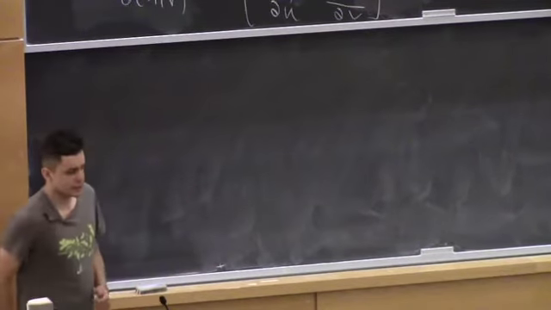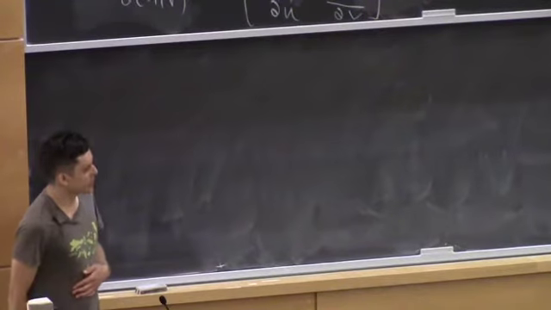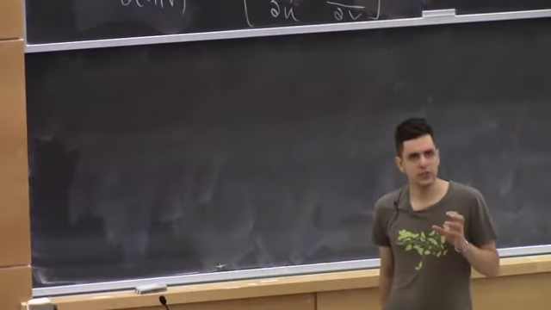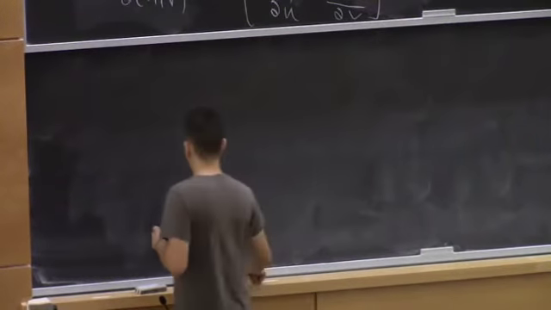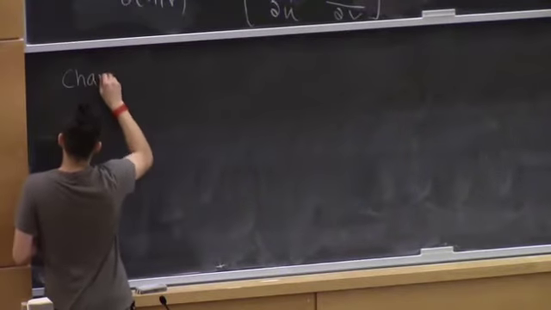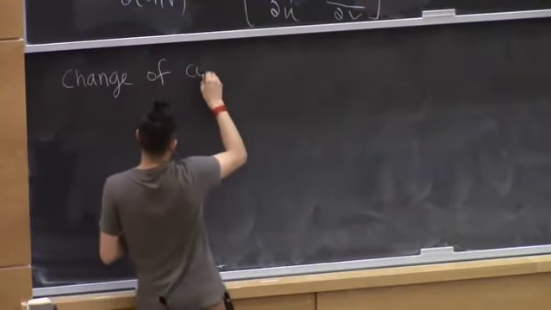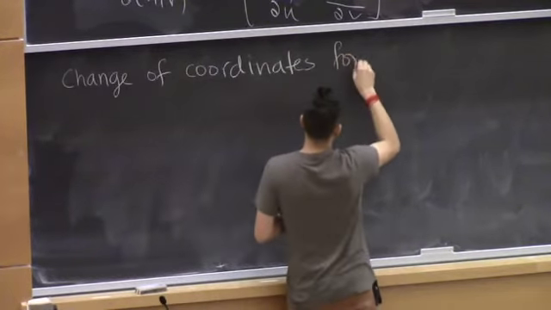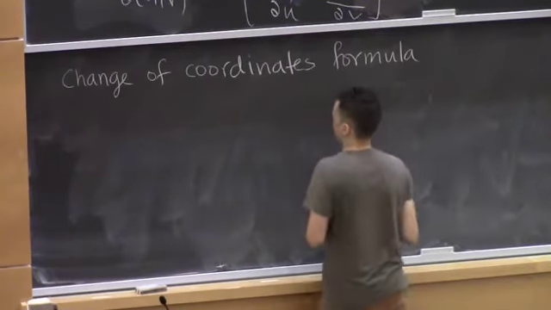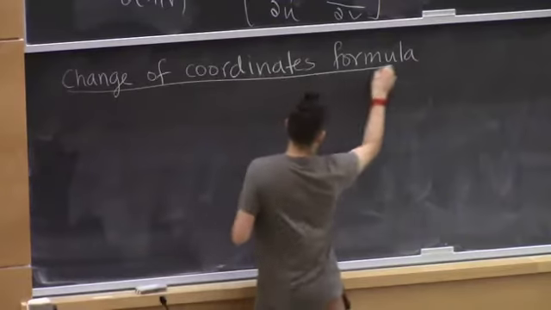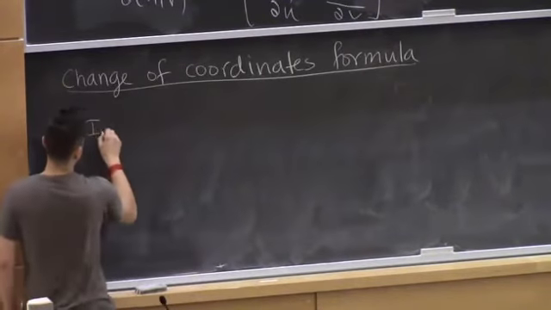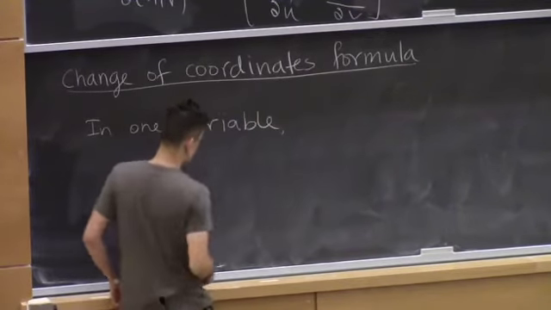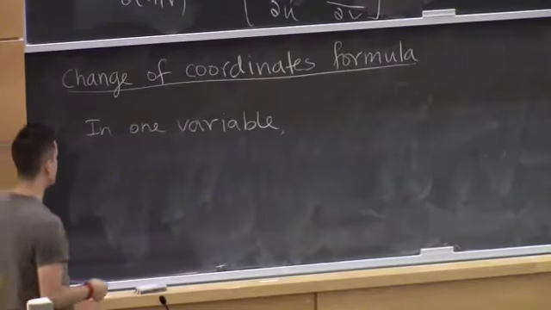Okay, right. So now I'd like to get on to the change of coordinates formula. But before we get there, we should say a little bit about what this looks like in one variable. Okay, so in one variable, we've got the following thing.